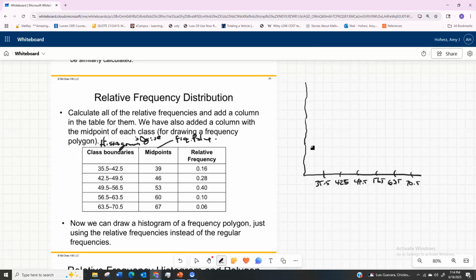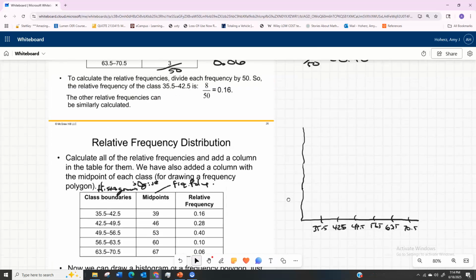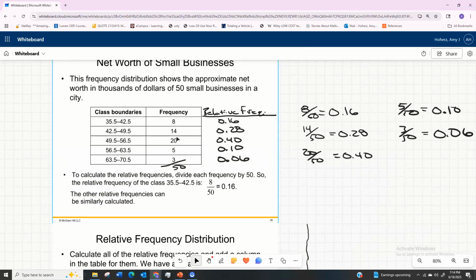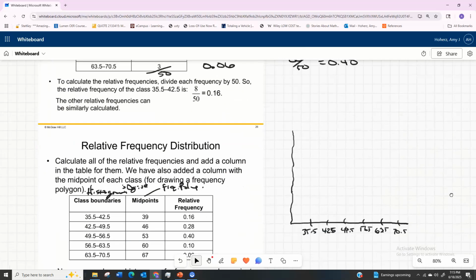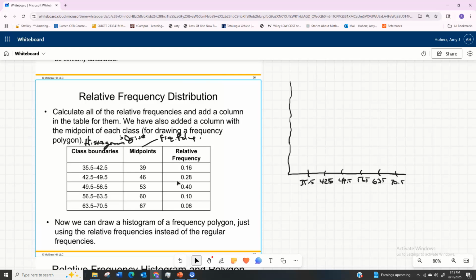And then over here, instead of looking at what the frequencies were, so we don't care so much that our largest frequency was 20, what we care about is what our largest relative frequency is. So our largest relative frequency is our 0.4. So we need to make sure that over here, for our relative frequency, I'm just going to put RF if you'll forgive me, that gets up to 0.4.